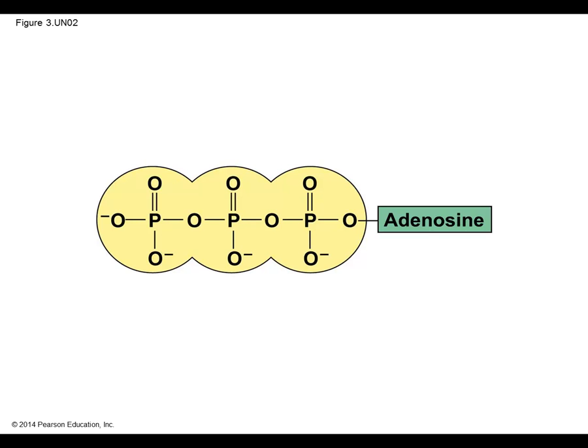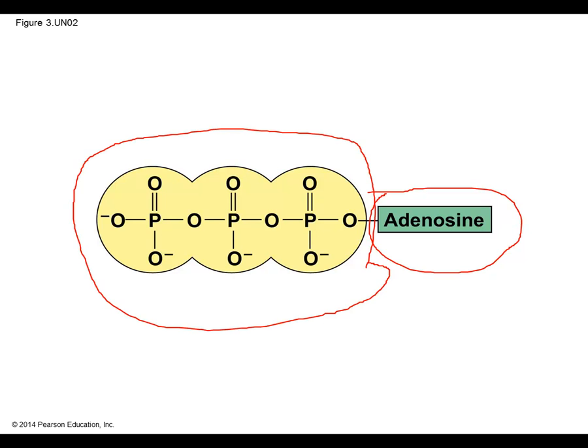ATP is a very important organic phosphate containing molecule. It's the primary energy transferring molecule in the cell, or the energy currency. It consists of an organic molecule, adenosine, attached to a string of phosphate groups. So adenosine is covalently attached to 3 phosphate groups.